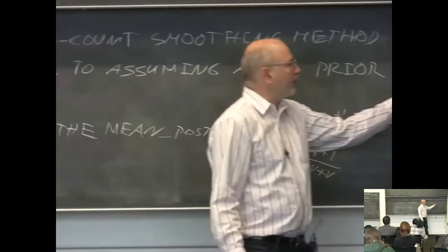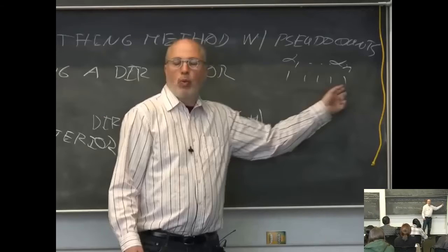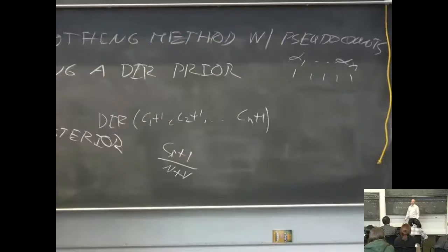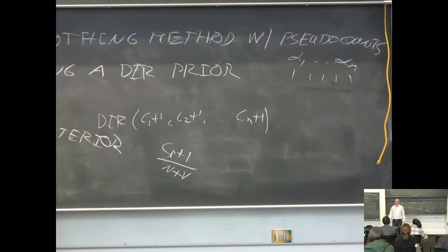And what is this prior? Where is the mean of this prior? Uniform. So you are choosing a prior whose mean is uniform and whose standard deviation is pretty large because these numbers are small.